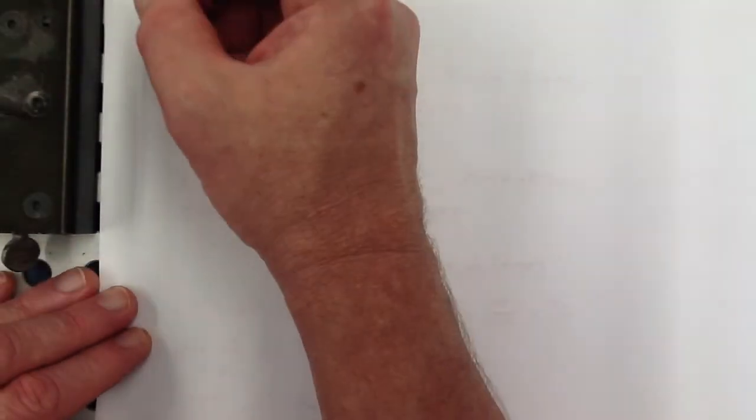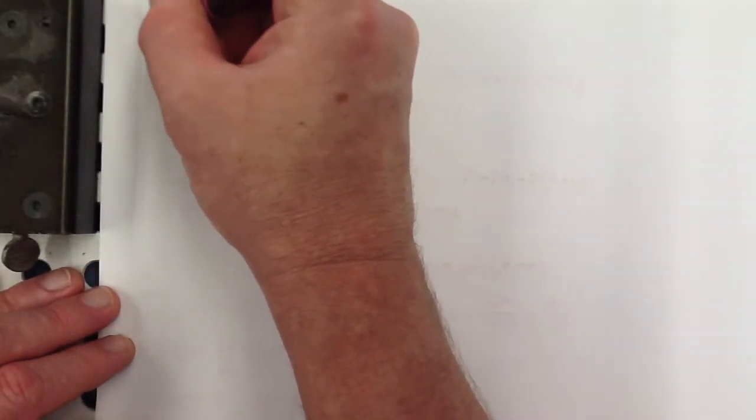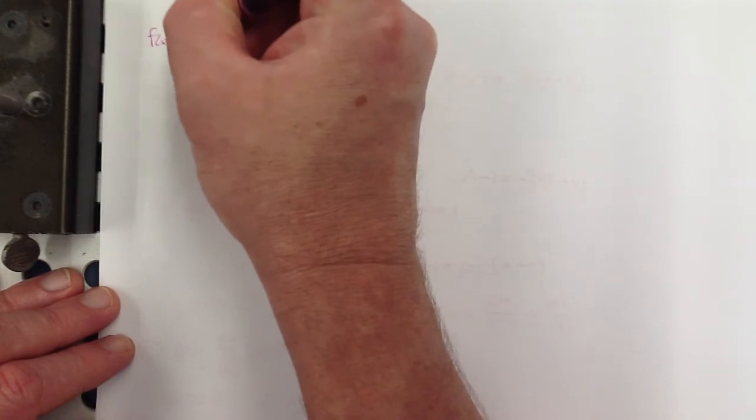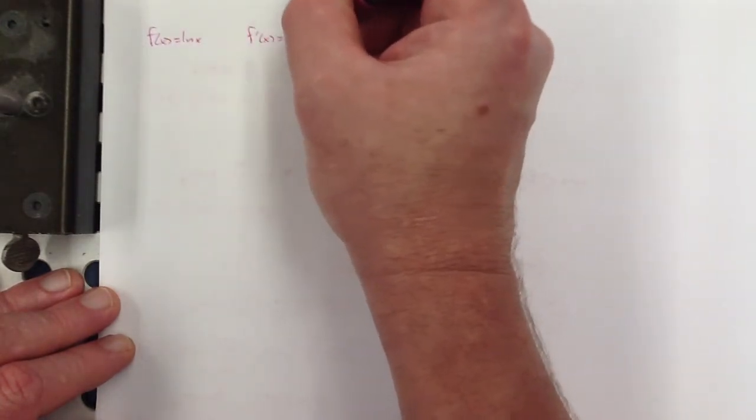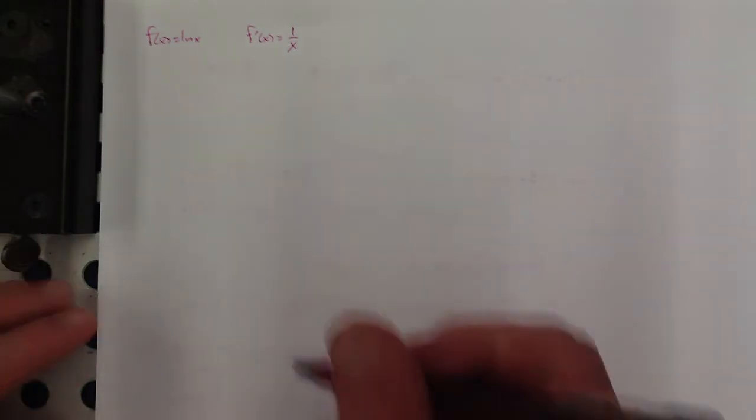So, pretty much everybody knows that if you have the function f of x equal to the natural log of x, the derivative of that is 1 over x. But there's a little bit of a problem here with domain mismatch. Let me show you what I mean.